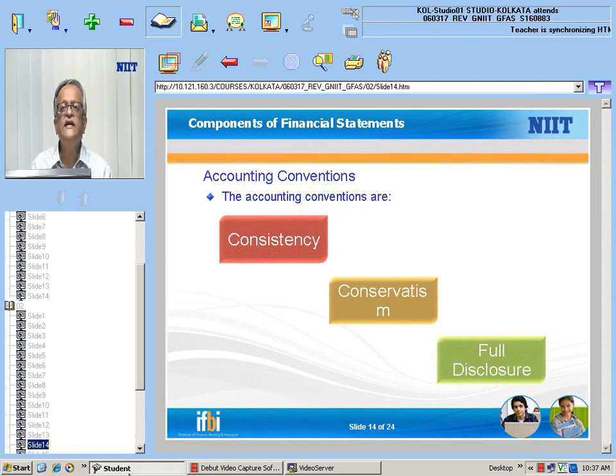Now, certain accounting conventions, very important accounting conventions, three very, very important accounting conventions: consistency, conservatism, full disclosure. These are three very important accounting conventions. Convention, as I told you, means the accepted way of doing the accounting, accepted usage. So let us see one by one. What are these?